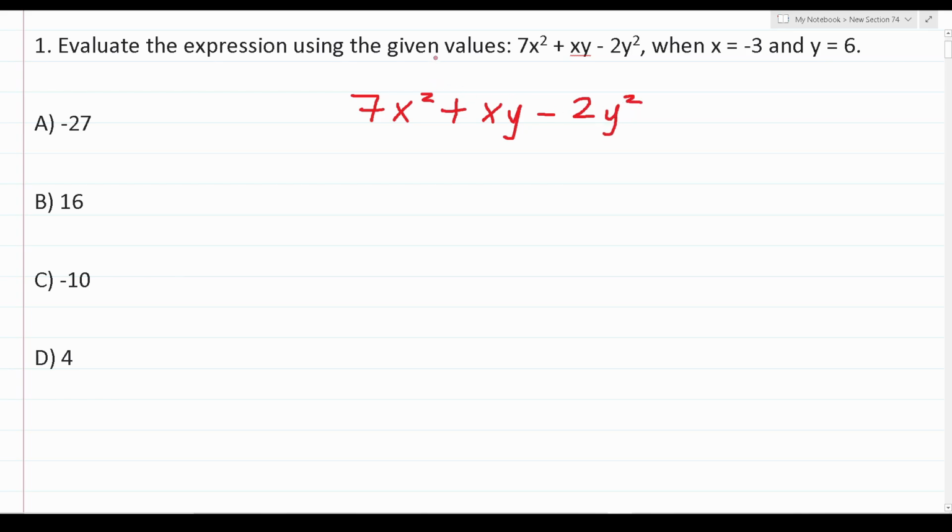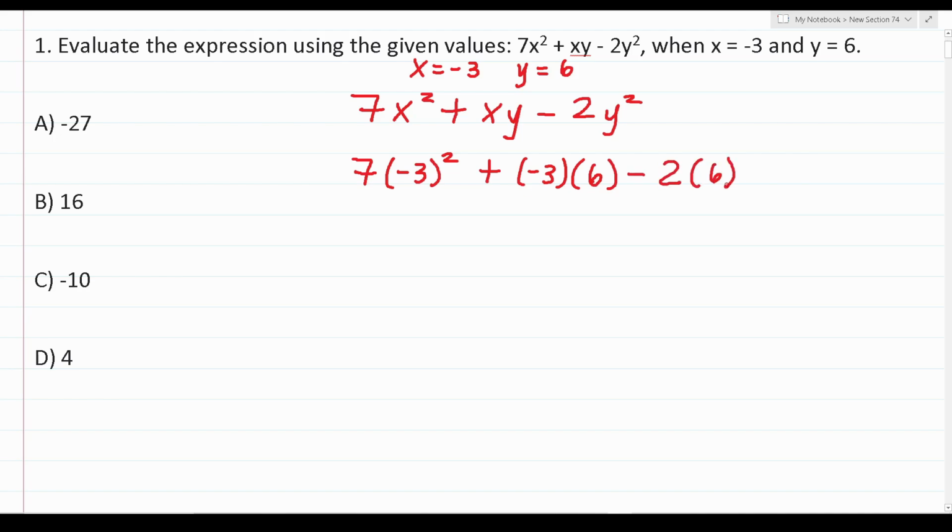And I'm going to take note of the fact that we're going to let x equal -3 and y is going to be 6. The first step to solving a problem like this is to plug in -3 where we see x and 6 where we see y accordingly. So this becomes 7 times -3 squared, again x is -3, plus x is -3 times y, which is 6, minus 2 times y, which is 6, squared. All right, so a lot of people might get stuck right here.